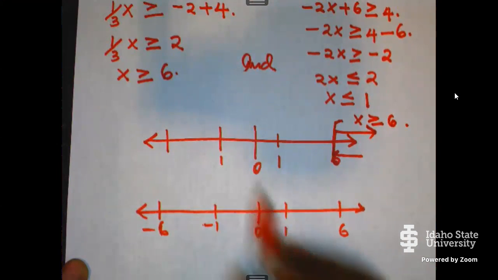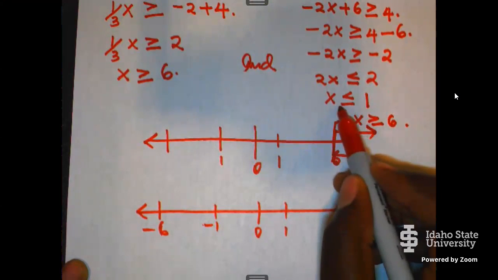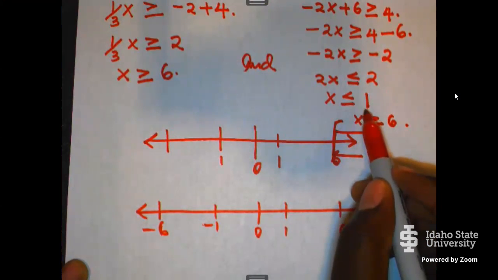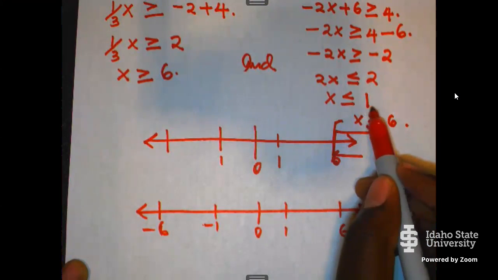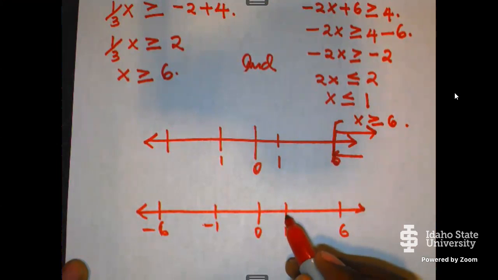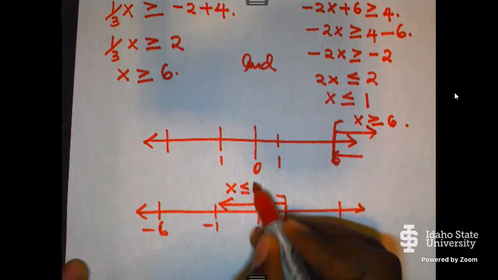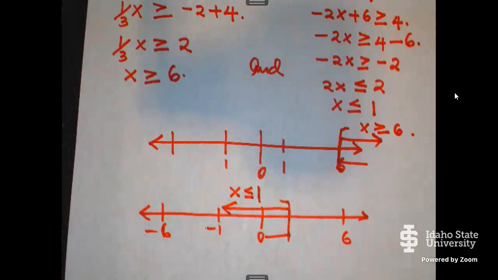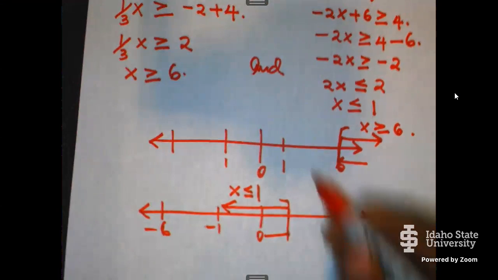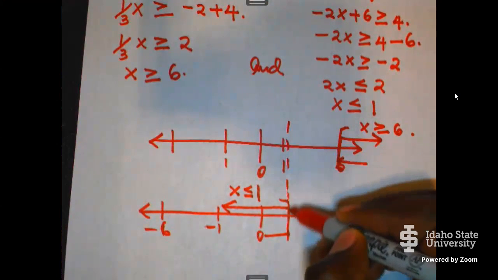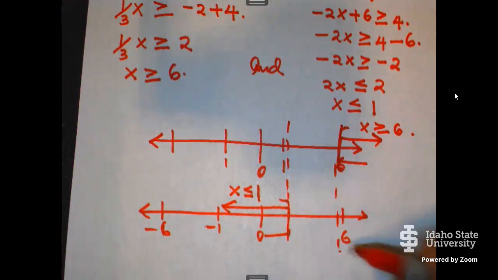Then here, the next one, and x is less or equals to 1. So this is 1 here. So less or equals to 1. So where does it go? This is x is less or equals to 1. So there is a gap here. And there is a gap here.